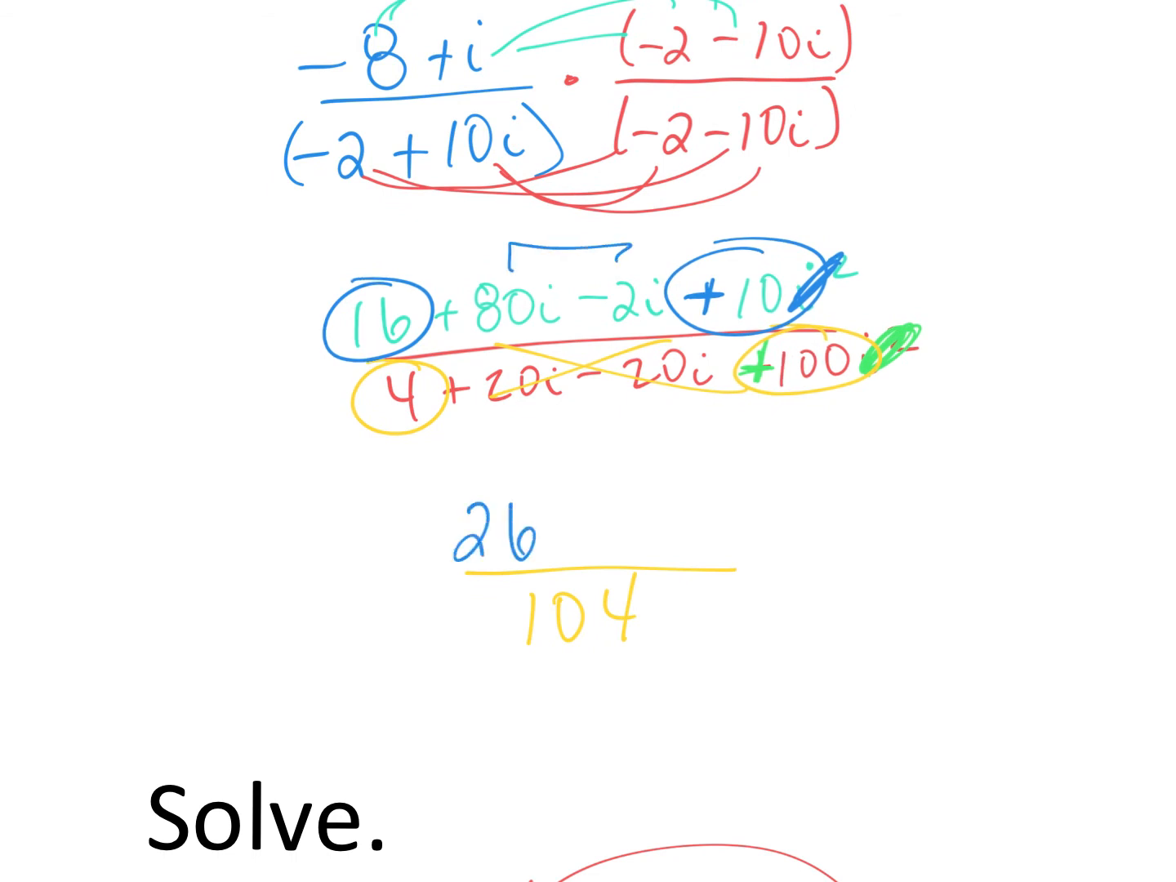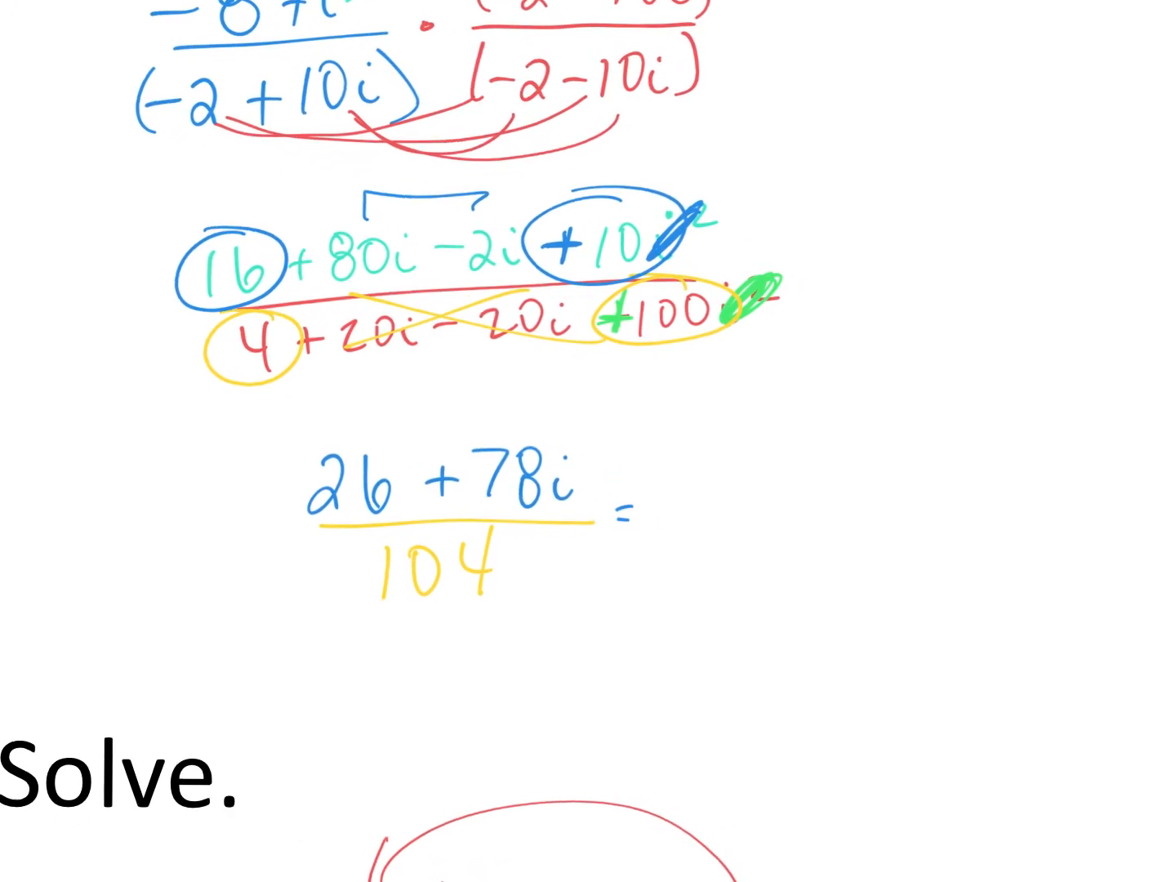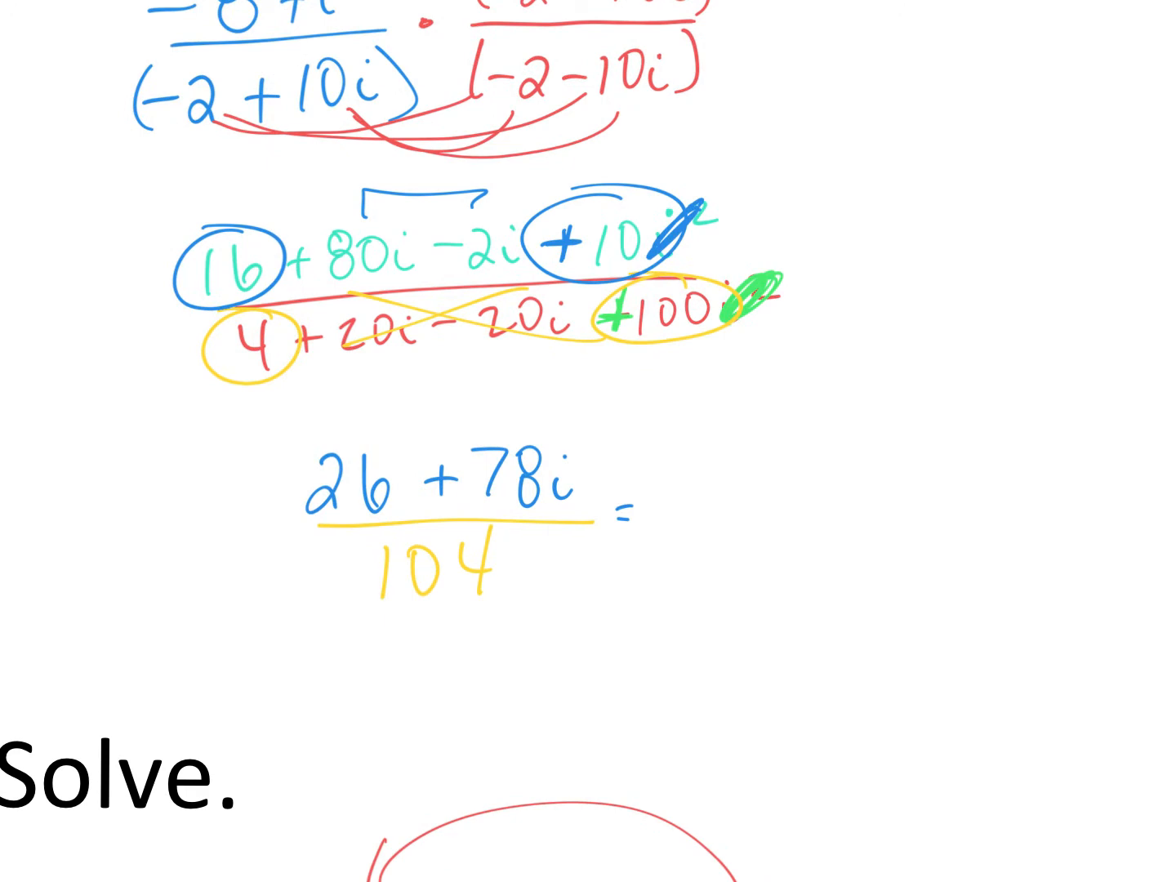And then what's 80i minus 2i? 78i. Now, are we done? No. You need to simplify. If they simplify to the same denominator, you can rewrite it over the same denominator. If they don't, then keep it separate. I'm going to separate and say, okay, 26 over 104 plus 78i over 104.